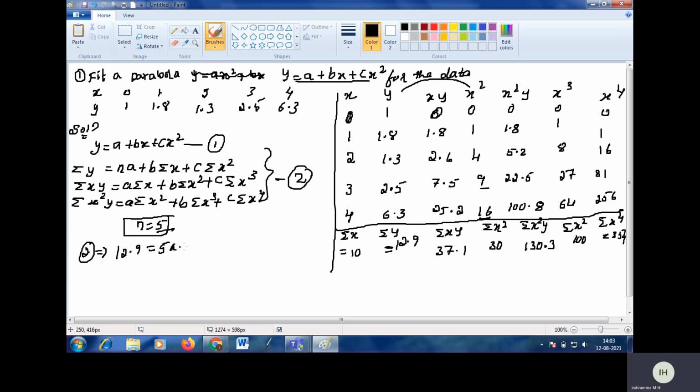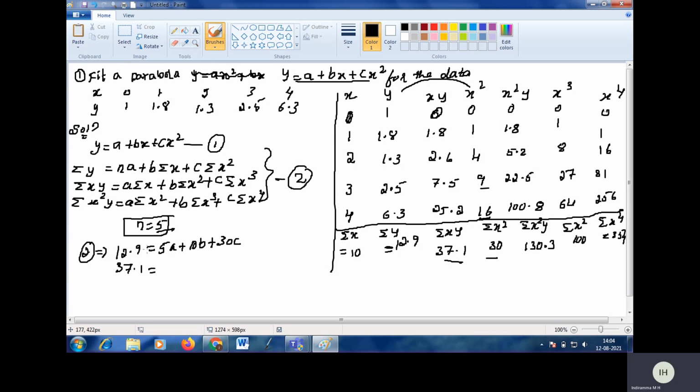5A plus B into summation of x. Summation of x is 10, so 10B, plus C into summation of x square. Summation of x square is 30, that is 30C. Let's come to the second equation. Summation of xy is 37.1.